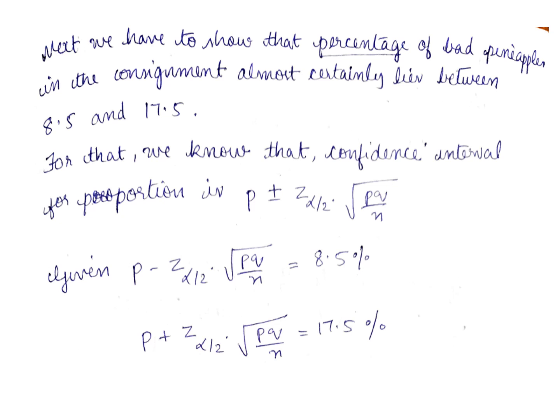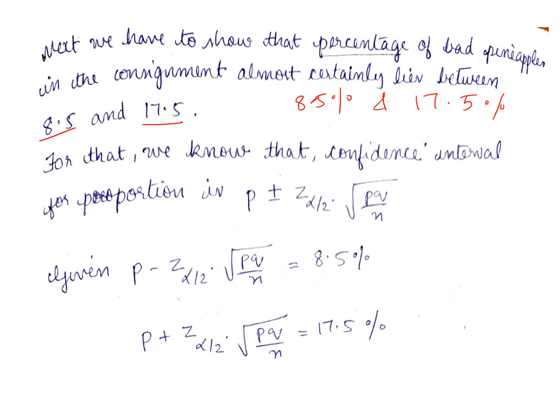Now we have to deduce that the percentage of bad pineapples in the consignment almost certainly lies between the interval 8.5 and 17.5. For that, the given data is a confidence interval whose minimum limit is 8.5 and maximum limit is 17.5. We have to convert these into the corresponding probability values, since it is giving the percentage of bad pineapples.